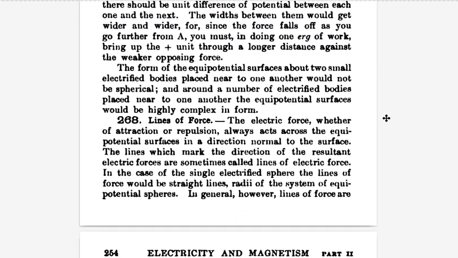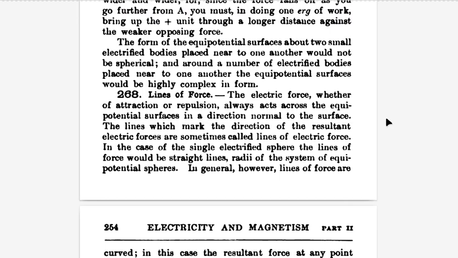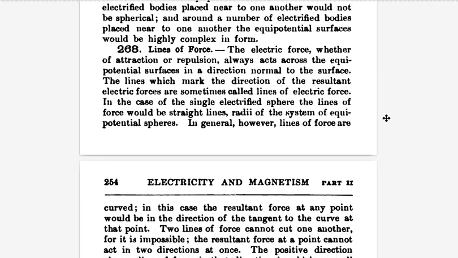The form of the equipotential surfaces about two small electrified bodies placed near to one another would not be spherical. And around a number of electrified bodies placed near to one another, the equipotential surfaces would be highly complex in form.